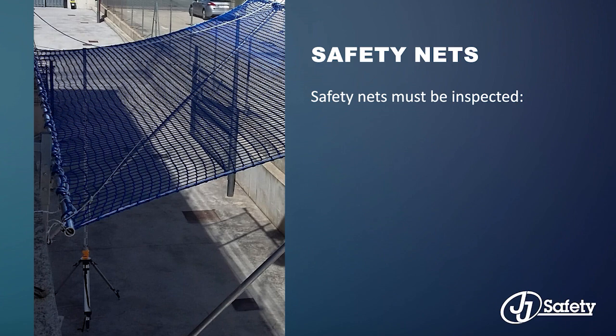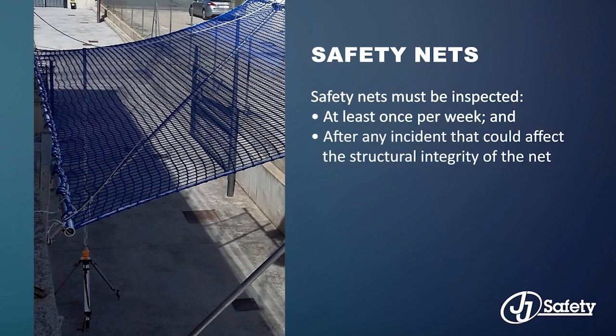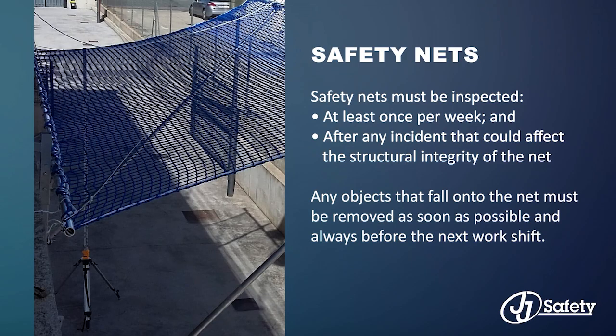Safety nets must be inspected at least once per week and after any incident that could affect the structural integrity of the net. Any objects that fall onto the net must be removed as soon as possible and always before the next work shift.